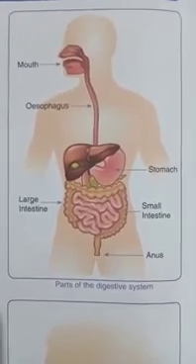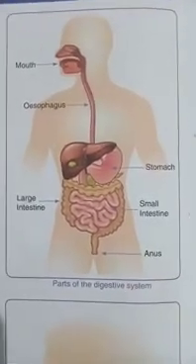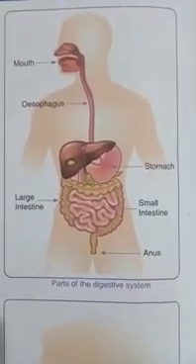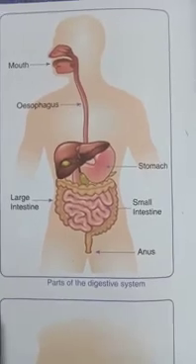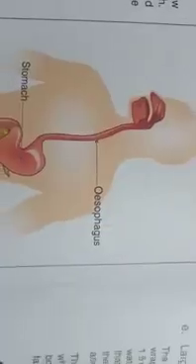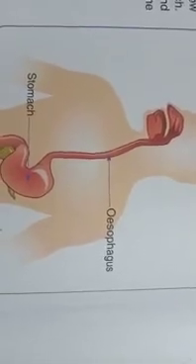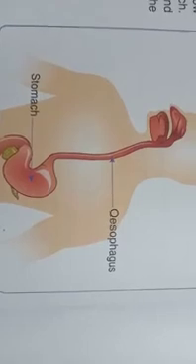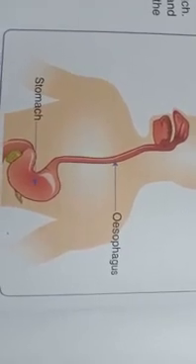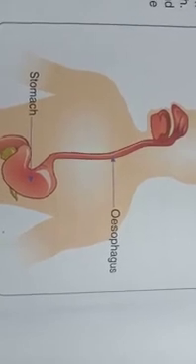Okay. So children, today we are going to learn about the functions of our esophagus, stomach, small intestine, large intestine and anus. Okay. Children, can you see this picture? Yes. What is mentioned in this picture? They mention esophagus and stomach.